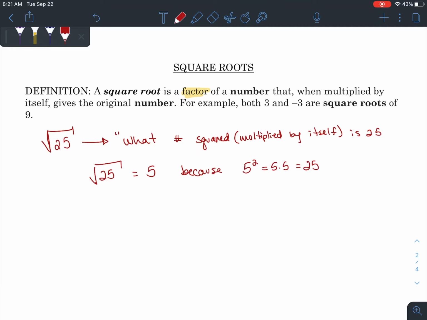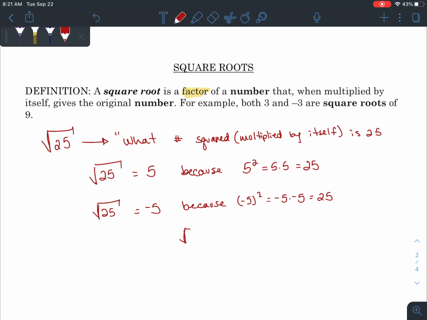There is another answer here. Square root of 25 also can equal -5. And that's because -5 squared, which is the same thing as -5 times -5, is equal to a positive 25. So the answer here is actually both 5 and -5.